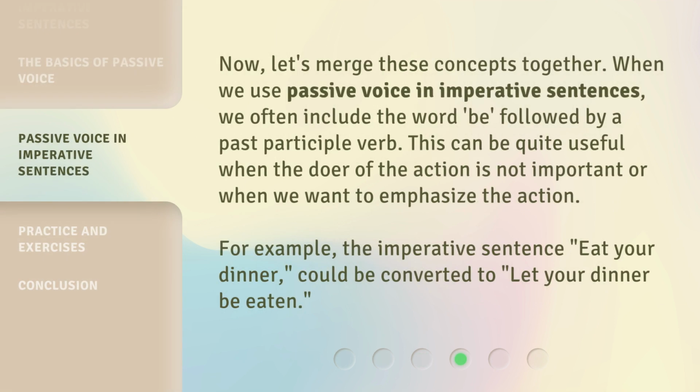Now, let's merge these concepts together. When we use passive voice in imperative sentences, we often include the word be, followed by a past participle verb. This can be quite useful when the doer of the action is not important or when we want to emphasize the action. For example, the imperative sentence, eat your dinner, could be converted to, let your dinner be eaten.